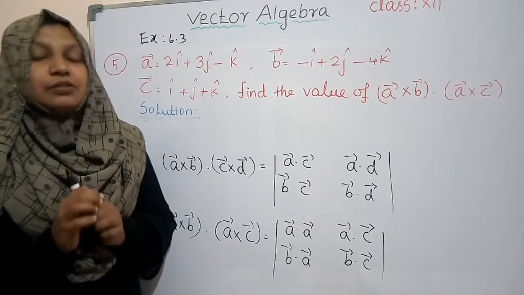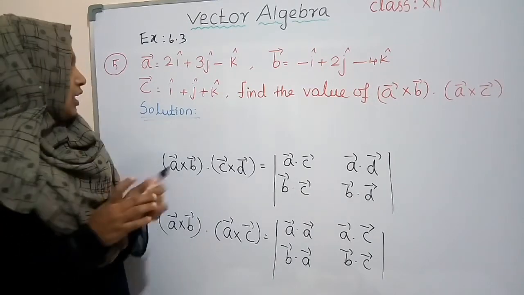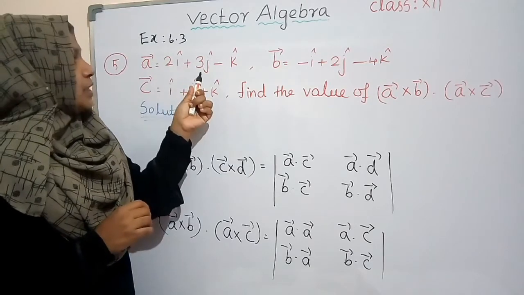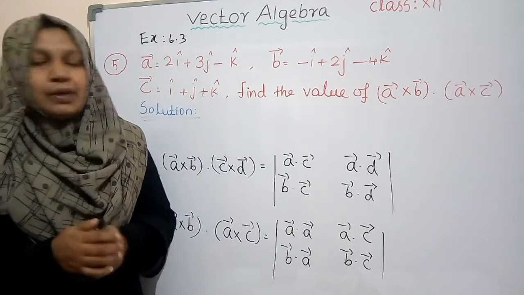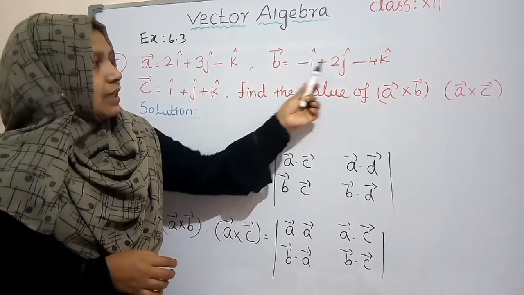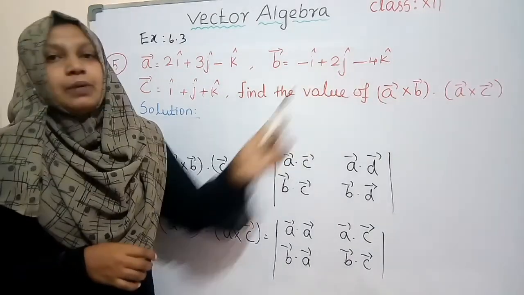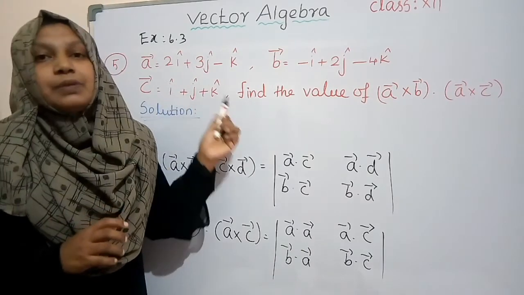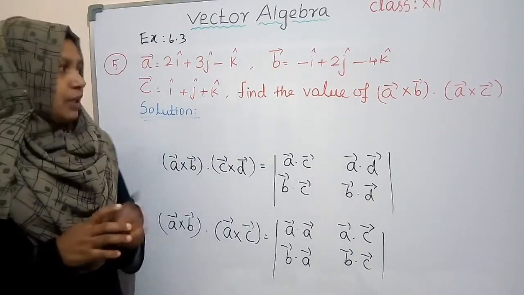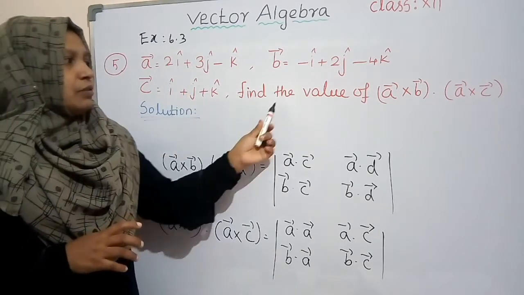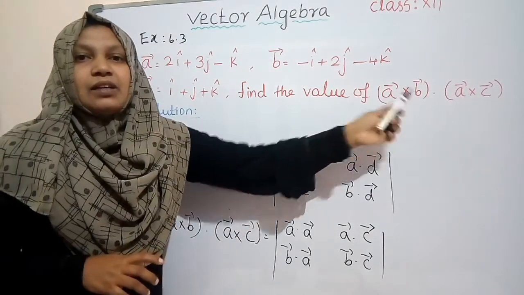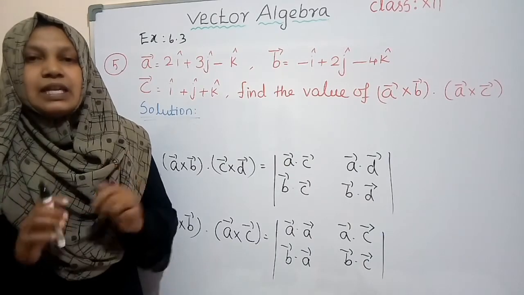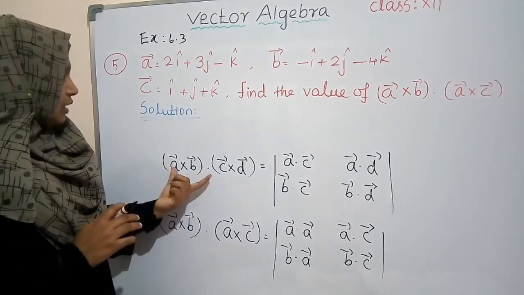Now question number 5 from exercise 6.3. Here they are given three vectors. A vector is 2i cap plus 3j cap minus k cap, and B vector is minus i cap plus 2j cap minus 4k cap, and C vector is nothing but i cap plus j cap plus k cap. Using these three vectors, we have to find the value of A vector cross B vector dot A vector cross C vector. So in scalar product of four vectors, we learned this formula.